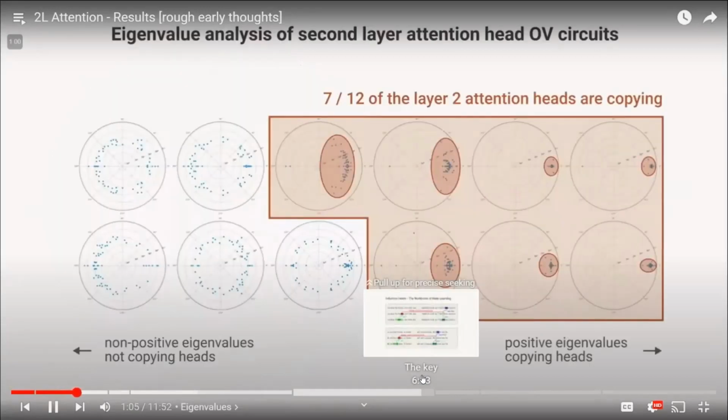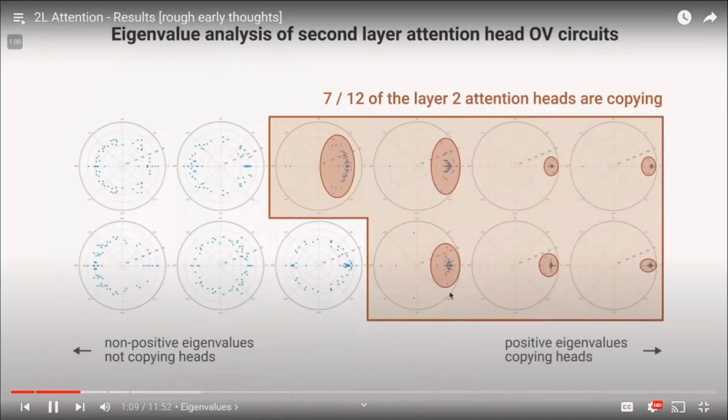Last time we saw that the behavior of our two-layer transformers is mostly described by understanding the second layer attention heads. There are 12 of those, and of those 12, 7 are doing copying. It's a little less than in the one-layer model, but still the majority of our attention heads are doing copying, and we're going to see that they're doing a much more interesting and more powerful type of copying than the one-layer model was.